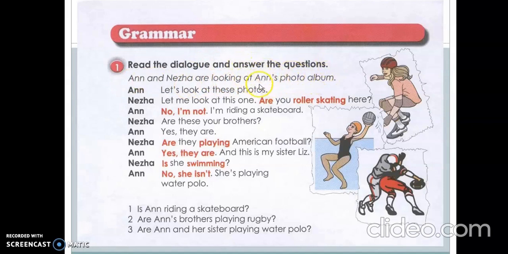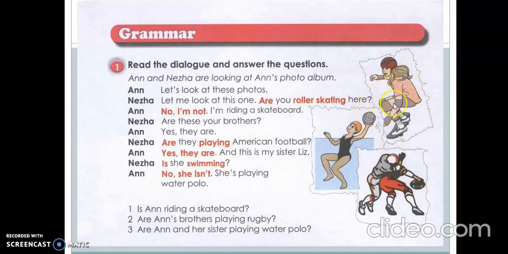Here we have three pictures. They are part of the photo album. In the first one, we have a girl. She is playing some kind of sport. We will see it in the dialogue. This is the same for pictures 2 and 3. We have three different sets of pictures of different people playing different sports.